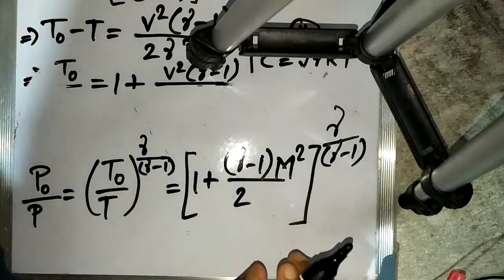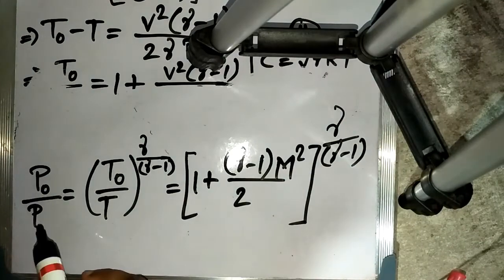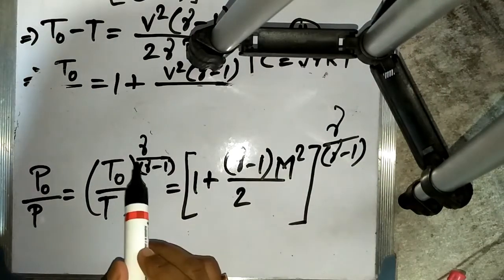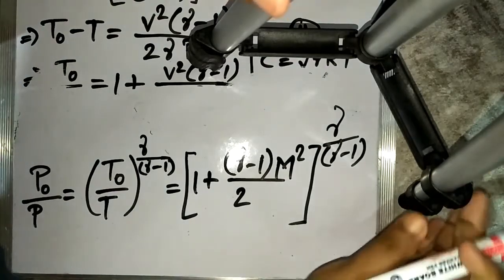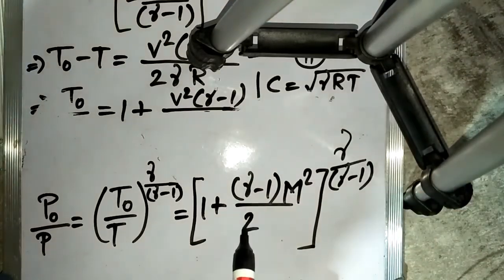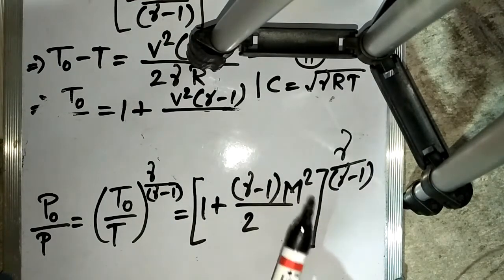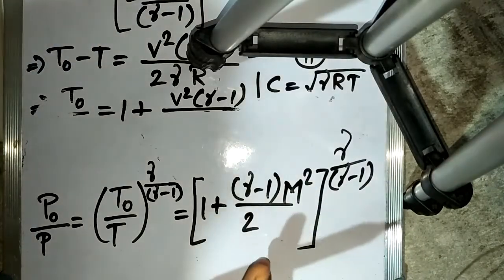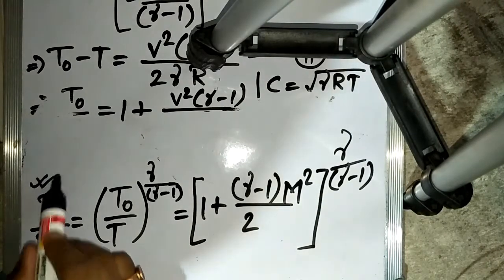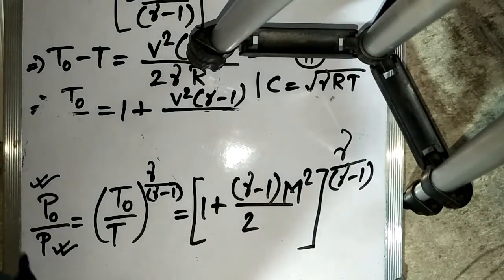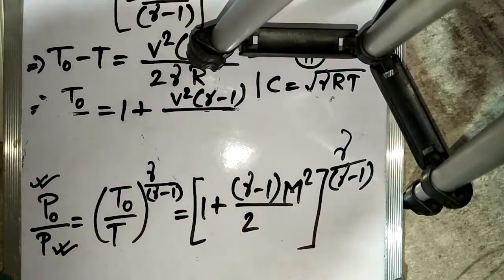So this is the expression for the relation between the stagnation pressure and the static pressure: P0 by P is equal to (T0 by T) to the power gamma by gamma minus 1, which equals (1 plus (gamma minus 1) by 2 into M square) to the power gamma by gamma minus 1. This is the relation between the static pressure and the stagnation pressure. P0 is the stagnation pressure, and P is the static pressure. This is the relation between these two pressures with the Mach number.